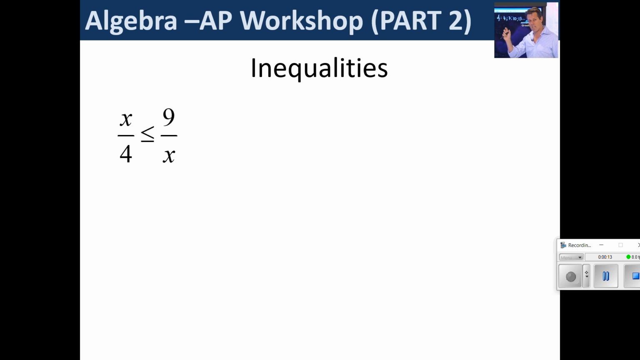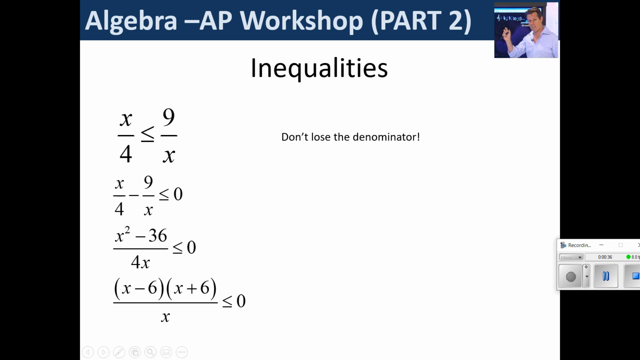Okay, looking at this first example, x over 4 is less than or equal to 9 over x. I hope you'd all say to me, don't multiply through by the x term. Never ever lose that denominator, because when multiplying by the x, and of course we don't know the sign of x, we don't know what effect that would have on the inequality sign and its direction. So we never ever lose that denominator.